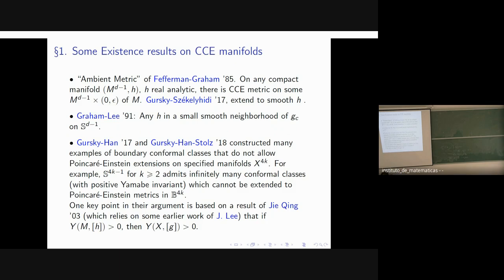But the one crucial thing which they did, the reason why such an example exists, is based on the result I already mentioned of Jack Lee and Jie Qing. That says if your filling-in exists for a metric on the boundary which has positive scalar curvature, then the interior has to have positive scalar curvature. That's where the contradiction of Zworski, Han, and so on comes in.